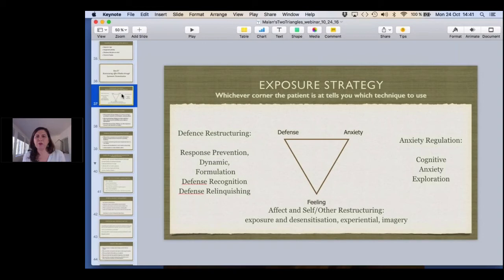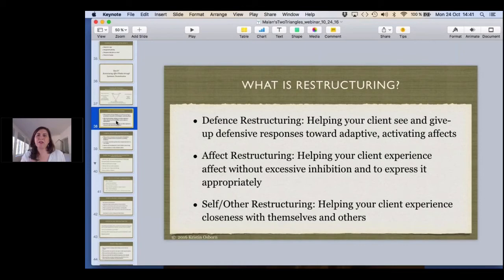And so another thing to think about is that feeling pole. If someone has an affect phobia, there's literally a line across the triangle, so that the anxiety and defenses are preventing the person from feeling the activating affect. And so if you're working well, you're doing anxiety regulation, you're blocking the defense, you're going back and forth, hopefully there'll be a gateway to feeling. And so you have to really know how to do all these different interventions in APT in order to work through an affect phobia.